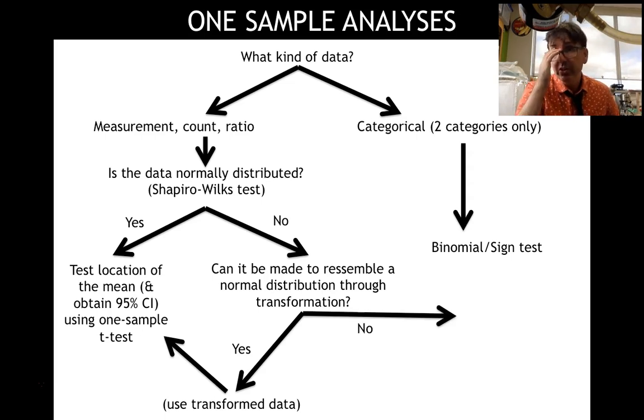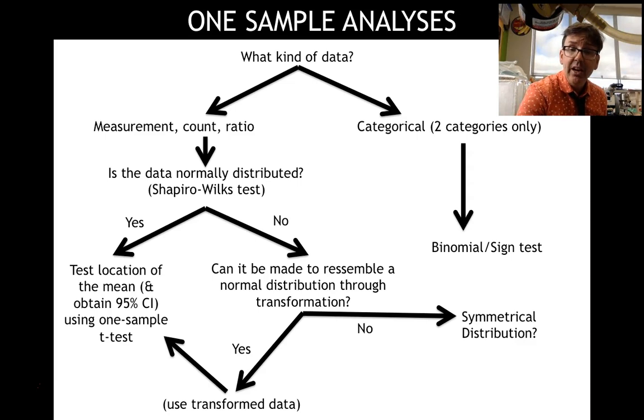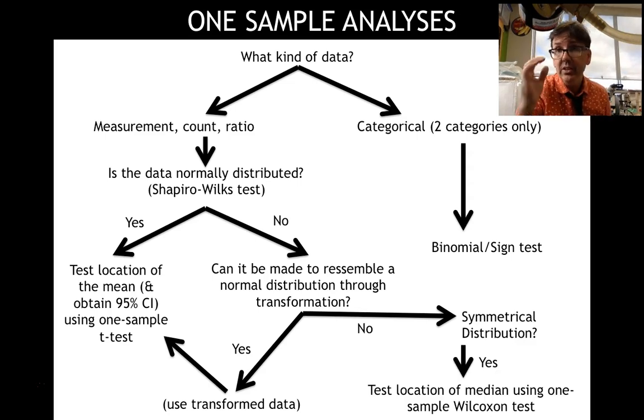If, however, your transformations are unable to make the data normally distributed, then you would take your untransformed data and do a non-parametric test. Now, what kind of non-parametric test is appropriate would depend partially on whether your distribution looks symmetrical or not. The Wilcoxon one-sample test, which tests the location of the median, assumes the distribution looks symmetrical. That's vaguely defined. And the Wilcoxon one-sample test is by far the most common one-sample non-parametric test.